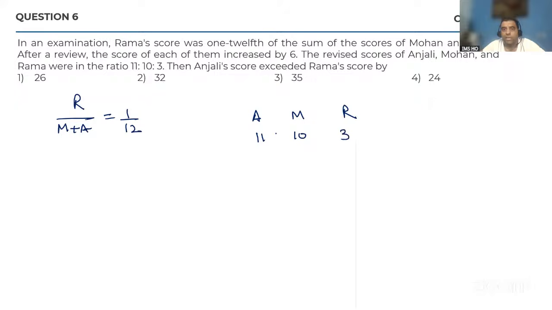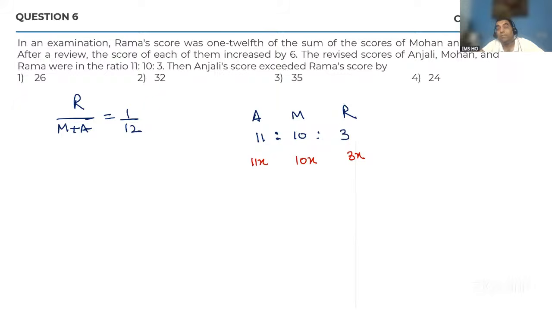Now, when you say revised score, that means there is an increment of 6 in each of the scores. And now the question says, the Anjali score exceeded Rama's score by how much? Since every score is increased by 6, whatever gap was there earlier, the gap will remain the same. Gap will not change. Right? First of all, I can straight away say this. Now, just observe it. After that increment, the ratio is given, so I'll assume that it is going to be 11x, 10x, and 3x.